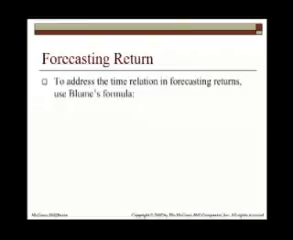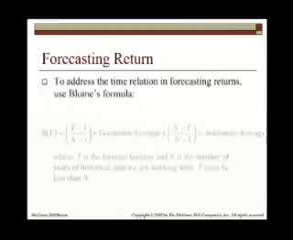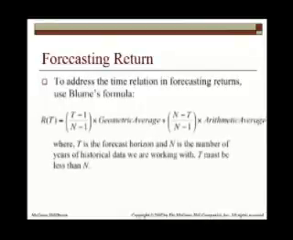Now, which of these should we use? To address this question, we introduce Blume's formula. And Blume's formula says that the return for a period of time that we should use in forecasting is equal to t minus 1 divided by n minus 1 times the geometric average plus n minus t divided by n minus 1 times the arithmetic average. Now, n is the number of years that we've got data for, and t is the point in time somewhere between 1 and n that we're interested in.